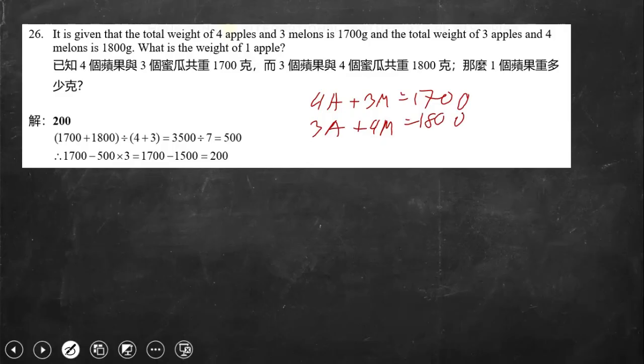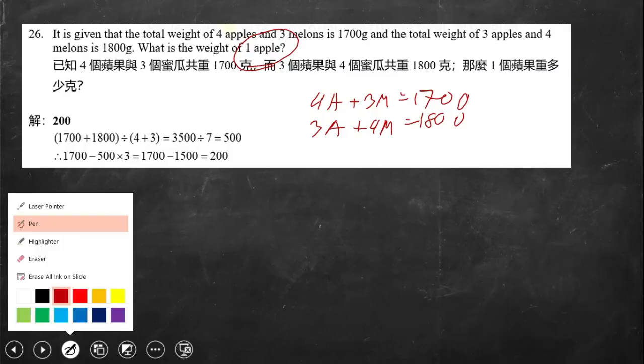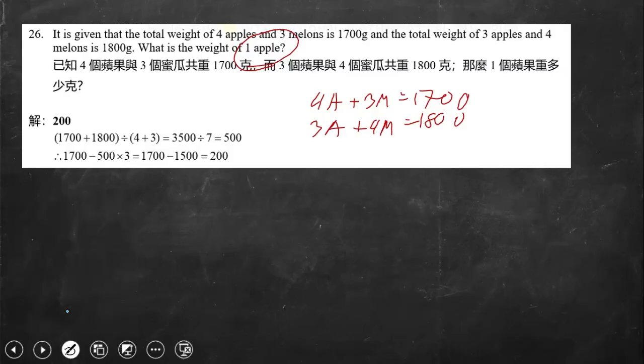So I want to eliminate M here because we're looking for the weight of 1 apple. So I want to eliminate M. So I'm just gonna multiply. I'm gonna make the coefficients 12 because the LCM of 3 and 4 is 12.